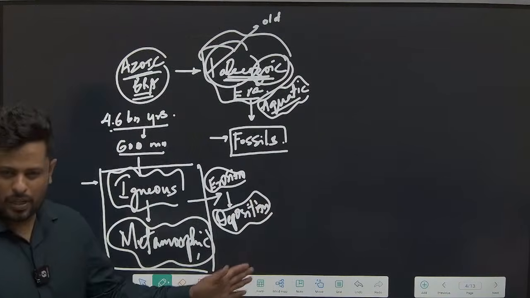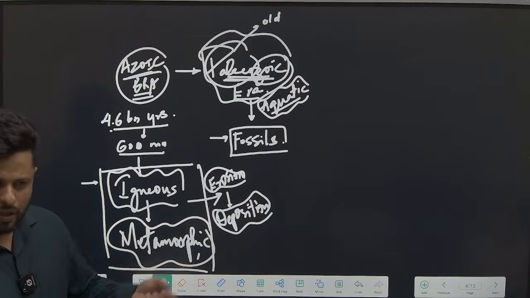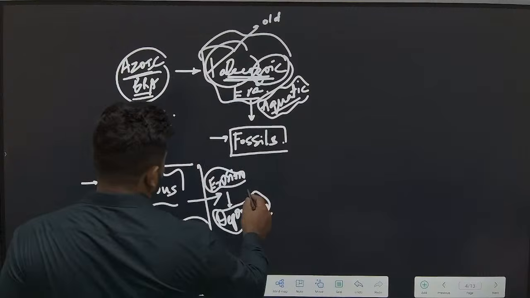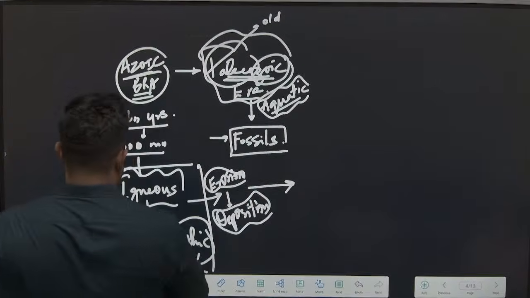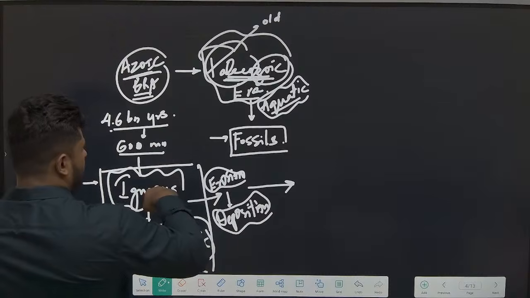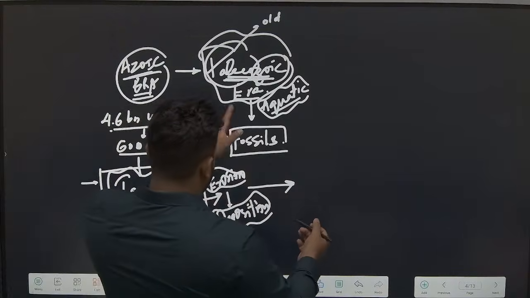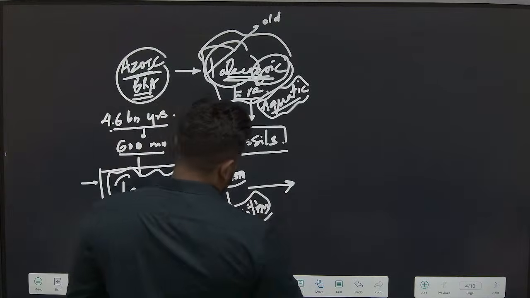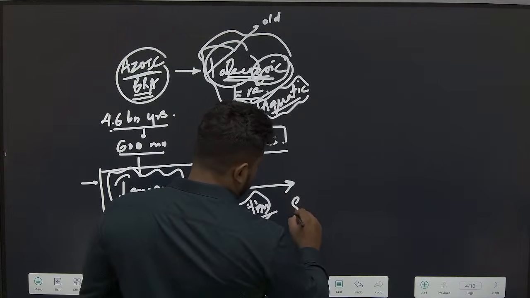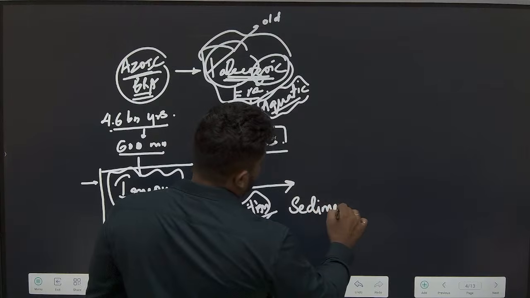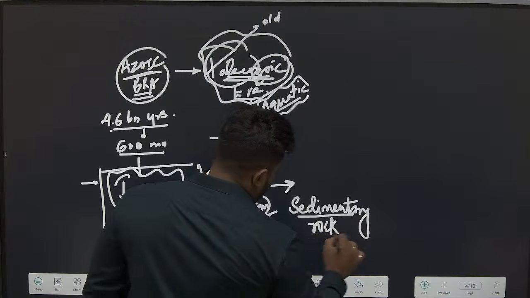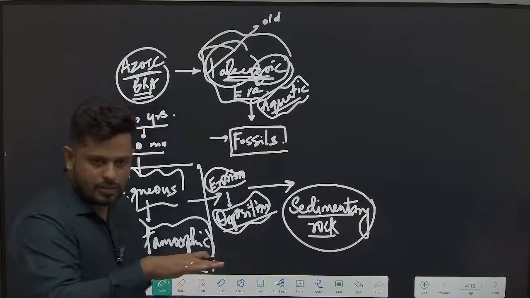And there are agents who do this. I don't want to go into all that. Water can do it, wind can do it, sea waves can do it, right? Glaciers can do it. All these agents, once they start eroding a particular rock, the rock of the Azoic era, and probably start depositing it in the Paleozoic era, what kind of rock can you expect out of depositional activity? The third category of rock, that would be sedimentary rock.